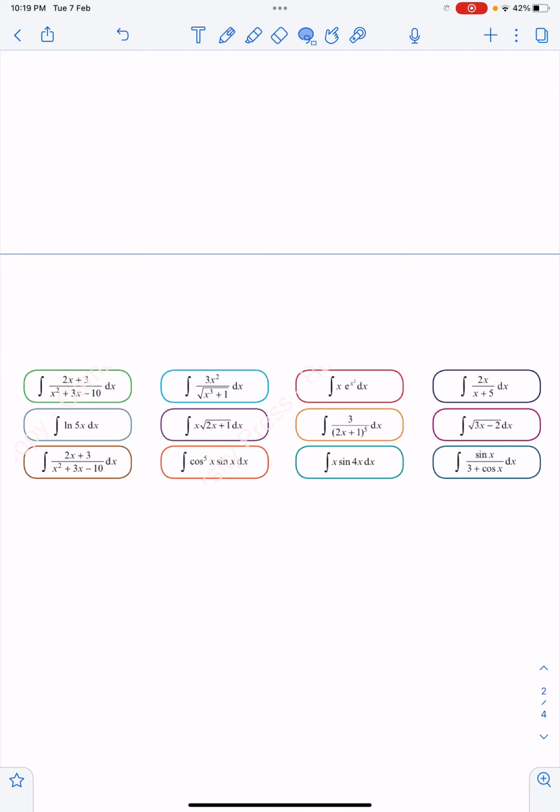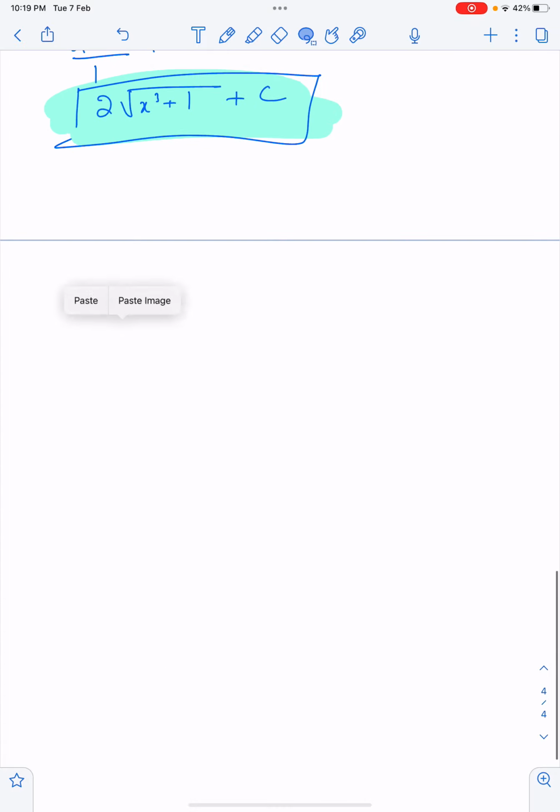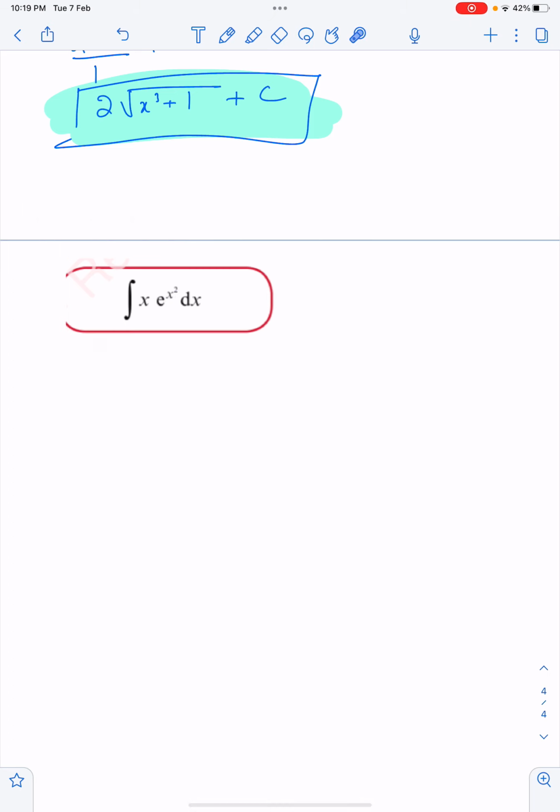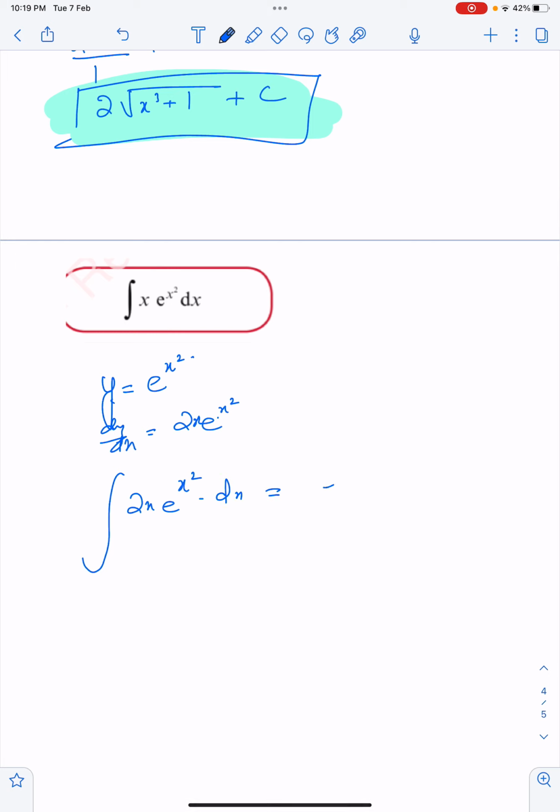The next one is 2x e to the power x squared. Although I can use integration by parts here because there are two functions being multiplied, I know that when you differentiate e to the power x squared, you will get 2x e to the power x squared. I can write it down like this. If y is e to the power x squared, dy by dx is going to be e to the power x squared multiplied by 2x. That means the integration of 2x e to the power x squared dx should be e to the power x squared.